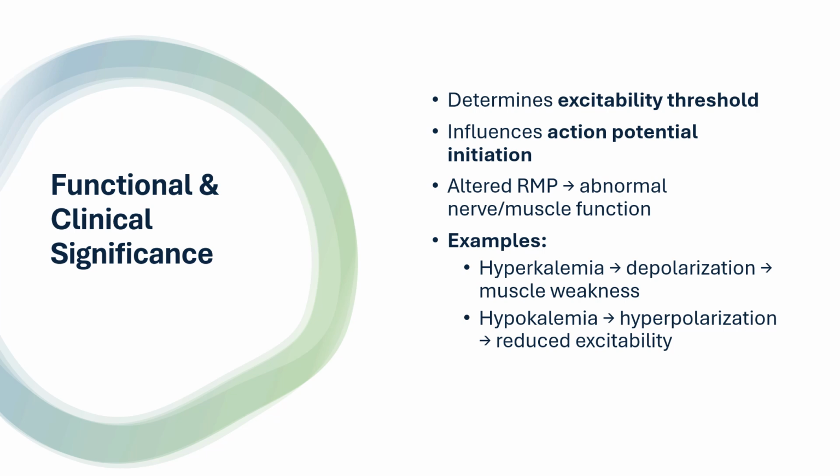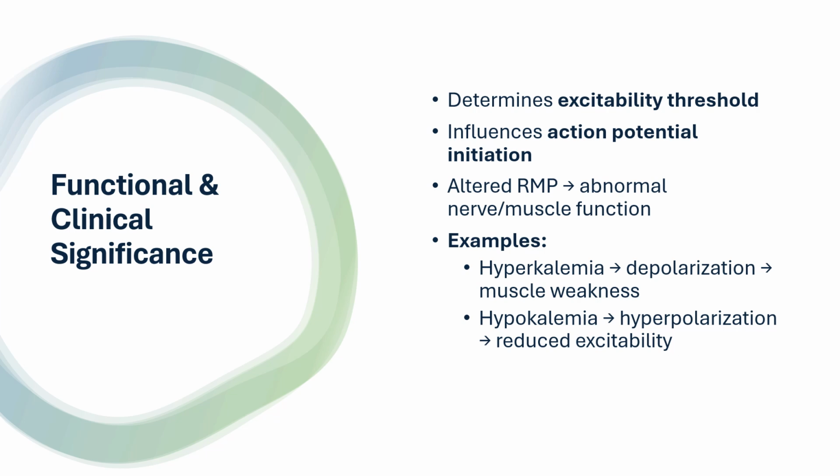Now, after exploring how the resting membrane potential is established and maintained, let's see why it matters functionally and clinically. Resting membrane potential determines how easily a cell can be excited. In other words, it sets the excitability threshold, the starting voltage from which an action potential can be triggered. When the resting membrane potential, or RMP, is stable and within its normal range, excitable cells such as neurons and muscle fibers respond precisely and predictably to stimuli. When the RMP shifts, even slightly, consequences can be profound.